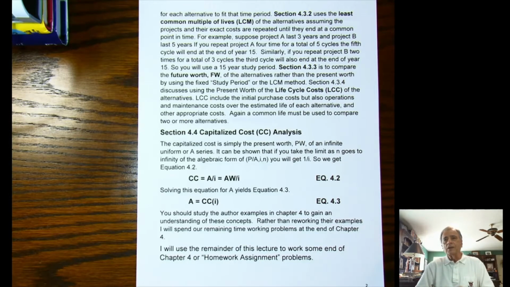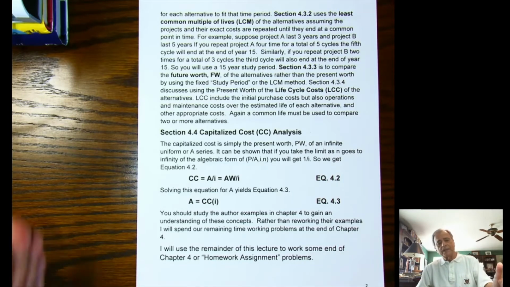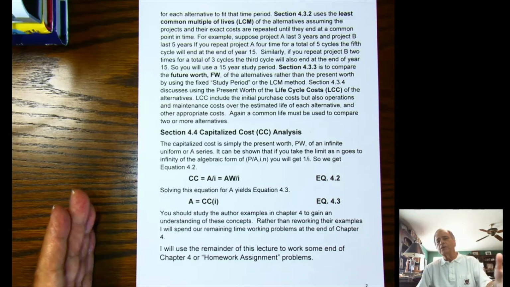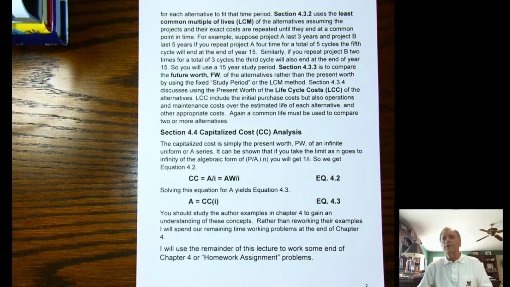So, you know, it doesn't matter whether you use present worth, annual worth, or future worth. Those three methods will always give you the same ordering of the projects. In other words, if project A is better than B when you look at it from a present worth standpoint, it'll be better than B when you look at it from a future worth standpoint. It'll also be better than B if you look at it from an annual worth, a uniform series standpoint.